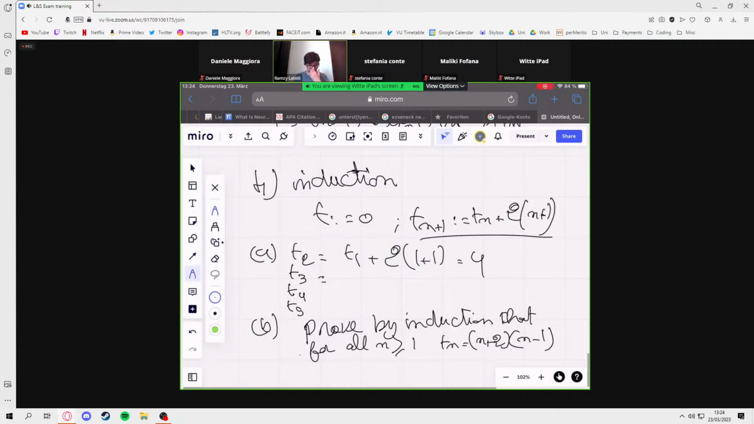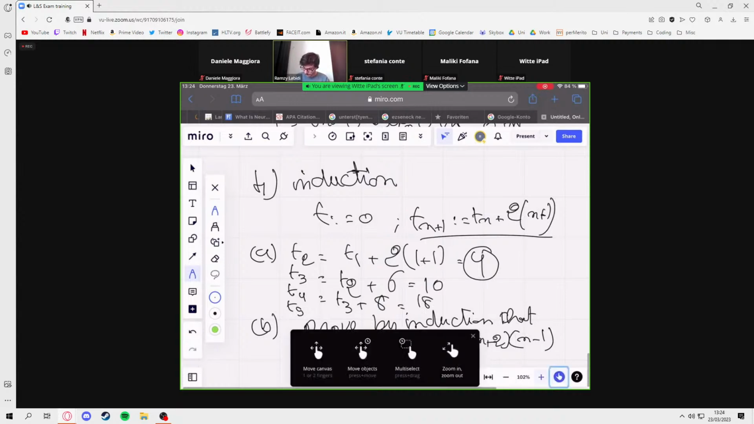With t3 it's the same. It's equal to t2 plus 6, which is equal to 10, since t2 is already found here. The same here: t4 is equal to t3 plus 8, which is equal to 18.